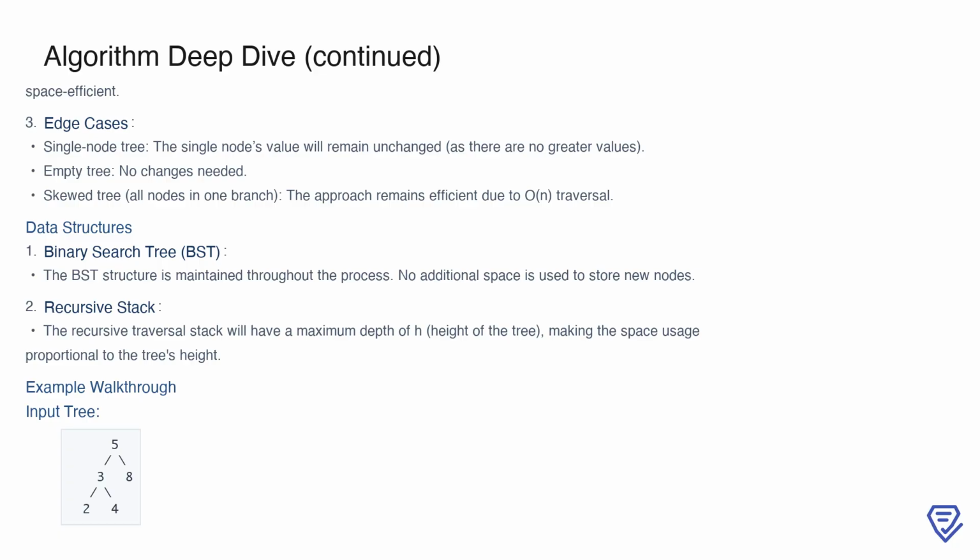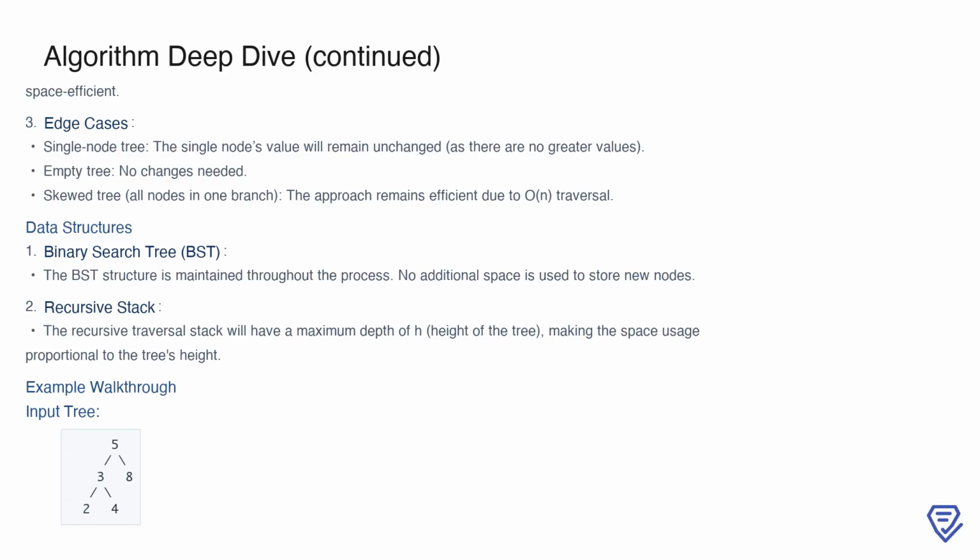Additionally, this optimized approach handles various edge cases seamlessly. For instance, in a single-node tree, the value of the node remains unchanged, since there are no greater values to consider. For an empty tree, no action is required, and the algorithm simply exits without making any modifications. In the case of a skewed tree, where all nodes are in a single branch, the algorithm still operates efficiently due to its O(n) traversal. It's also worth noting that the BST structure is preserved throughout the process, as we are only modifying the node values and not their positions.